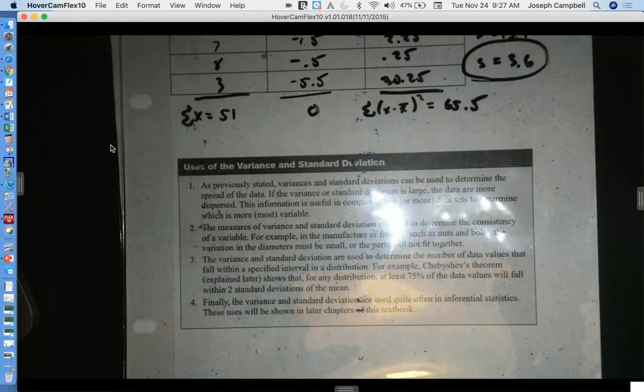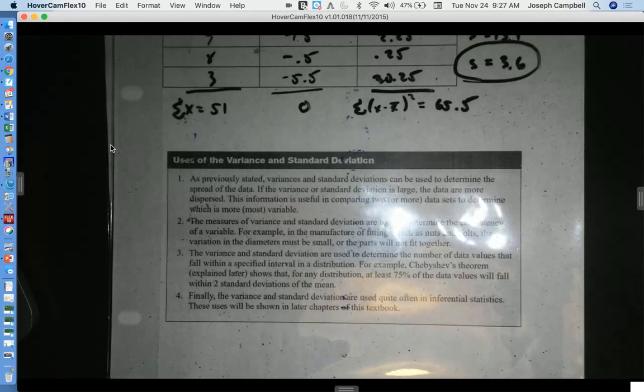Okay, the measures of variance and standard deviation are used to determine the consistency of a variable. For example, in the manufacture of fittings, such as nuts and bolts, the variation in diameters must be very small, or the parts will not fit together. The variance and standard deviation are used to determine the number of data values that fall within a specified interval in a distribution.